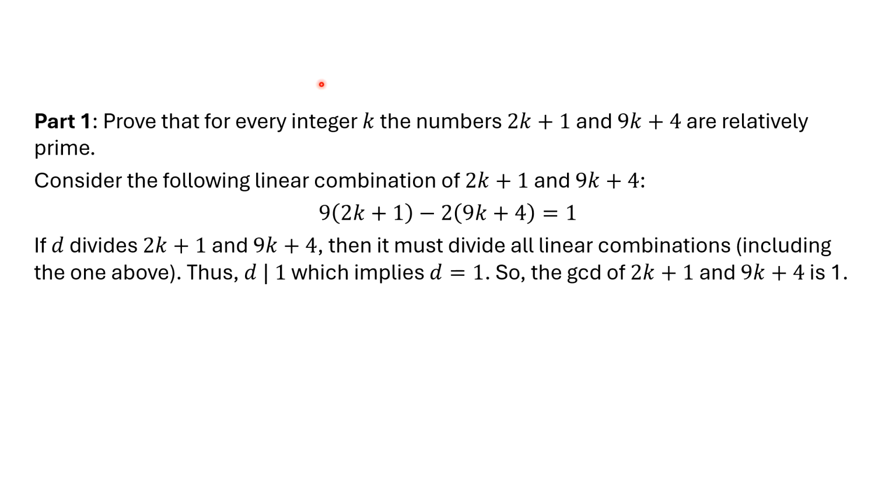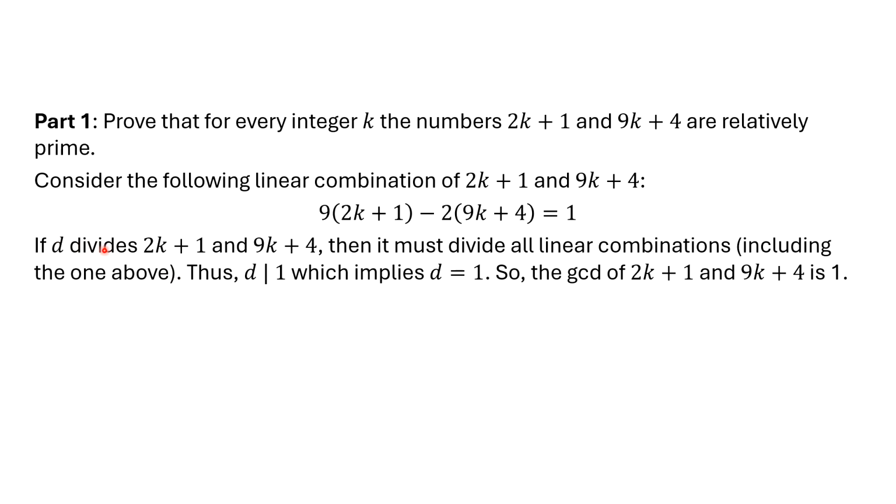In part 1 of our problem, we want to prove that for every integer k, the numbers 2k plus 1 and 9k plus 4 are relatively prime. Consider the following linear combination of these two numbers. So we'll take 9 times the first number minus 2 times the second. And the k terms cancel out, and then you get 9 minus 8, which is 1.